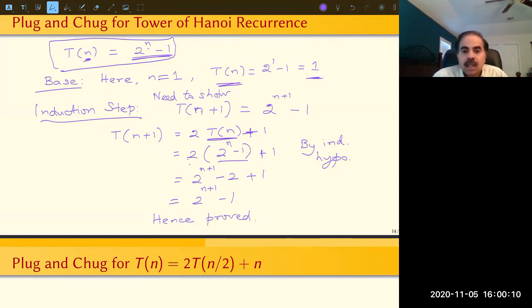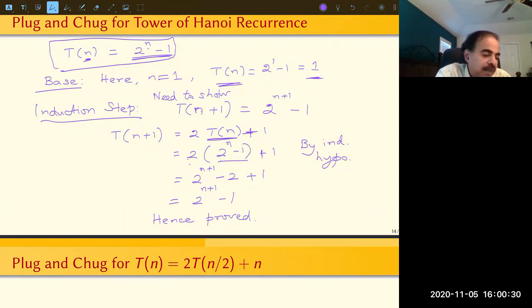So the point about plug and chug is that, yes, you can use this expansion to look for the pattern and then guess a solution, but then you do have to prove it, okay?